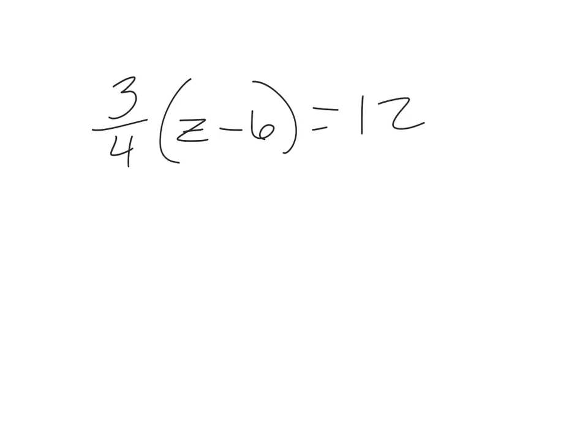Do you want me to do another one? No problem. Let's do 3/4, and then this is z minus 6 equals 12. Reciprocal, so 4 over 3 times 4 over 3.